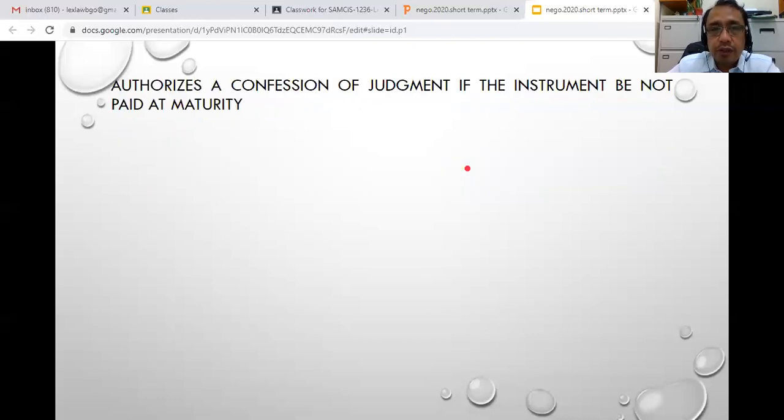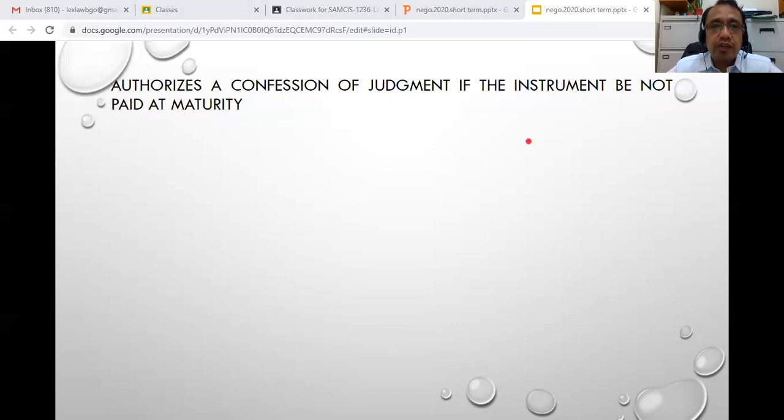The second exception authorizes a confession of judgment if the instrument will not be paid on maturity. Take note again, this obligation to confess to a judgment will happen only after maturity, if the instrument was not paid after maturity.